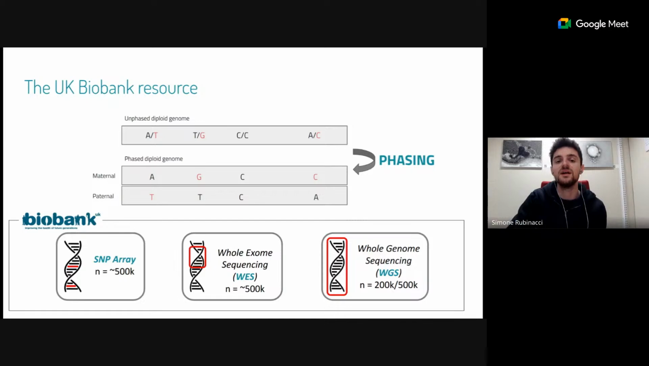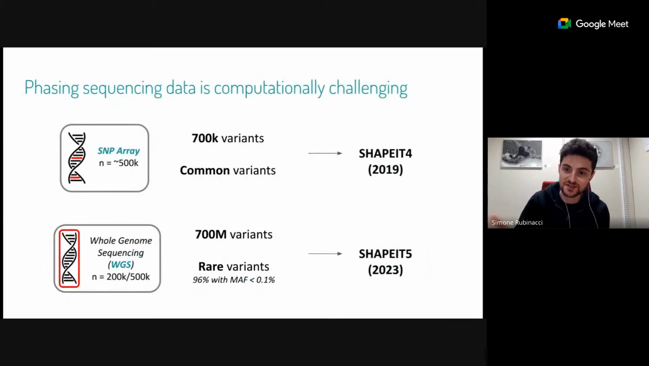And we do have accurate methods to phase SNP array data. These are the previous generation of methods, but if we applied these methods to phase whole genome sequencing data, this would just not be feasible. Because moving to whole genome sequencing, we have approximately a 1,000-fold increase in the amount of data, which means that we phase SNP array data for 500,000 individuals in one day, but this would take more than 3 years to phase the sequencing data.